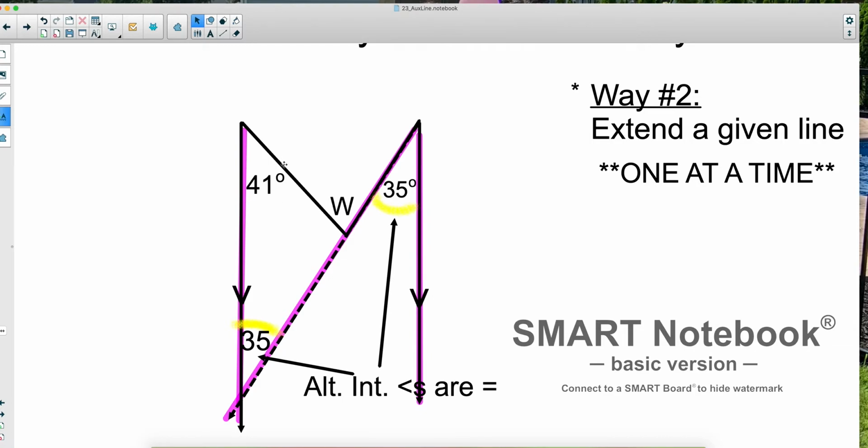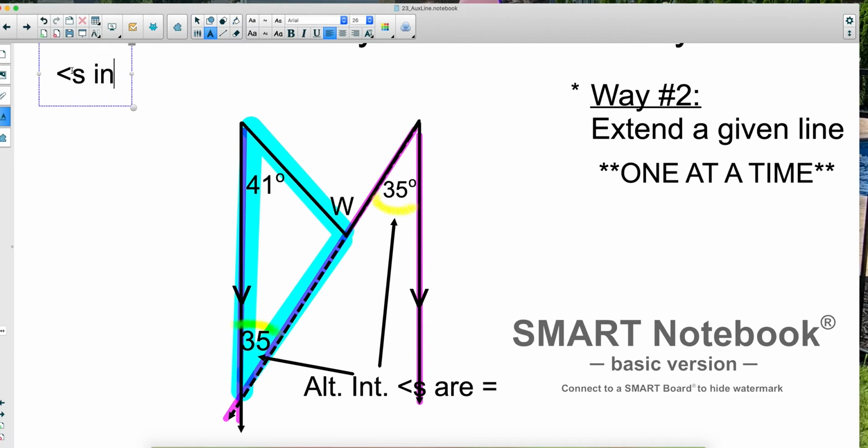So now I kind of take a look away from the parallel lines. And what can I do? Well, if I do that, I notice that I see a triangle, right? And my triangle is right here. I'm going to highlight that in blue. So in a triangle, the three angles must sum to 180.